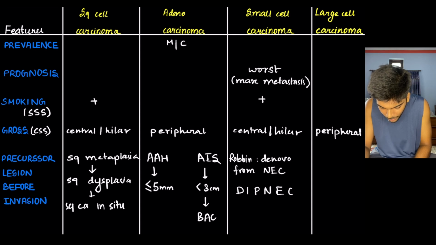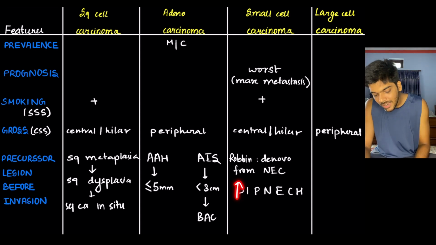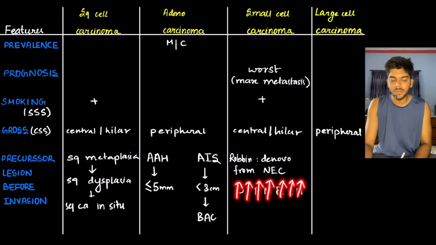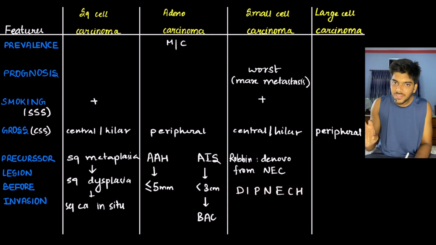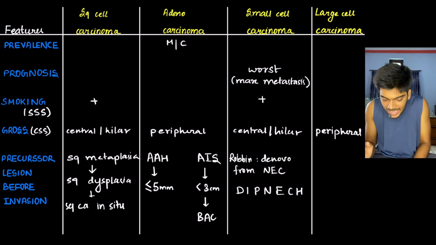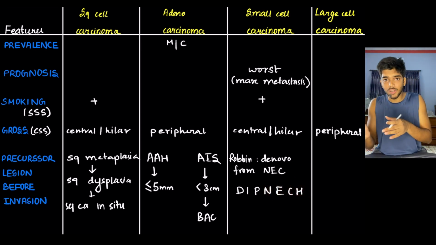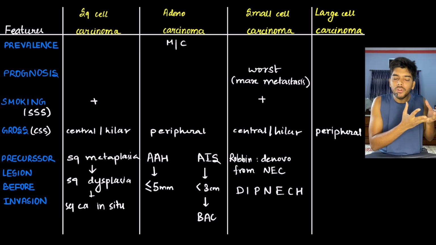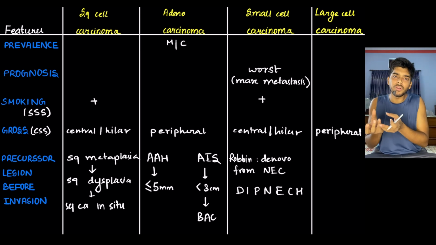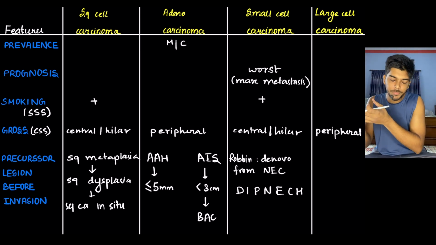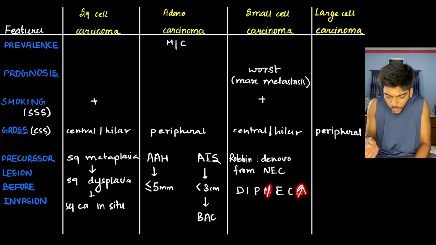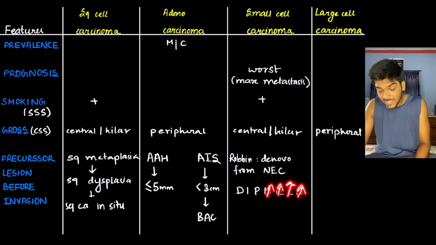DIPNECH. What is DIPNECH? It is diffuse idiopathic pulmonary neuroendocrine cell hyperplasia. Before the formation of small cell carcinoma, there is a precursor lesion. That precursor lesion is hyperplasia of neuroendocrine cells. Obviously, because the neuroendocrine cell tumor is small cell carcinoma, first hyperplasia of neuroendocrine cells takes place, and then the neuroendocrine tumor, that is small cell carcinoma, forms. So there is hyperplasia of neuroendocrine cells that leads to small cell carcinoma.